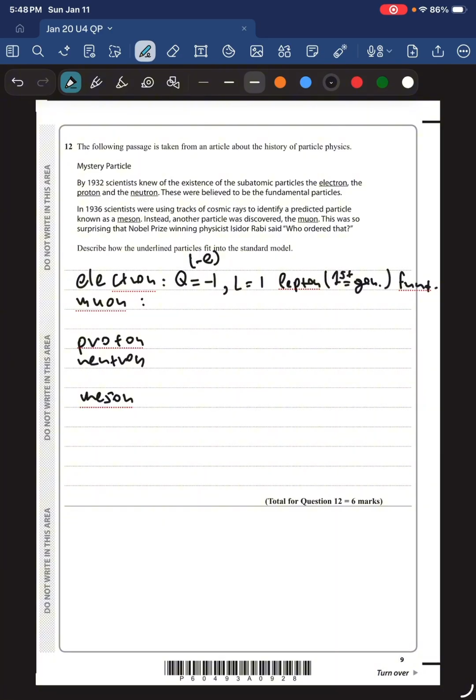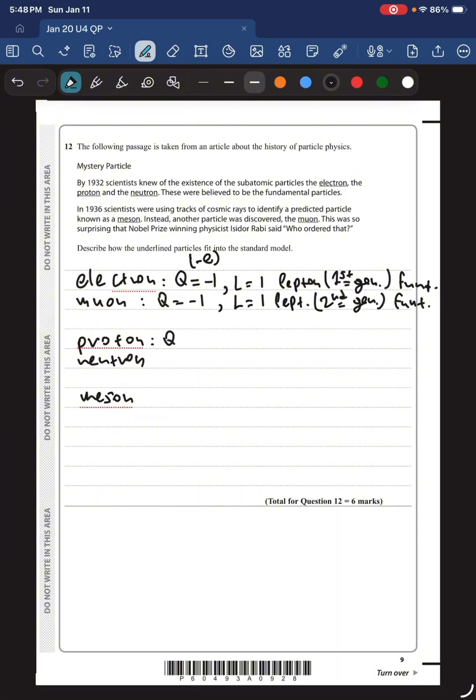Simple as that. The muon also has a charge of -1, okay? Lepton number of 1, okay? It's also a lepton, like the electron, but it's a second generation lepton, okay? Because they were discovered after the electron. And it's also a fundamental particle, meaning that as far as we know, you cannot cut it, okay?